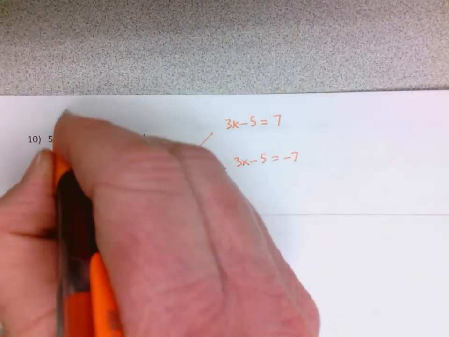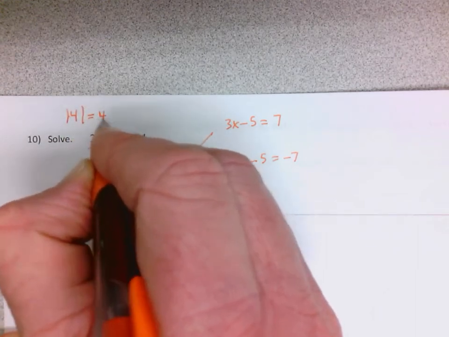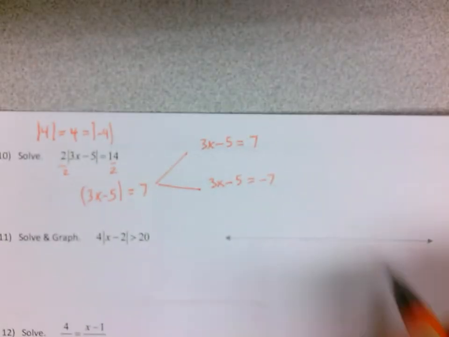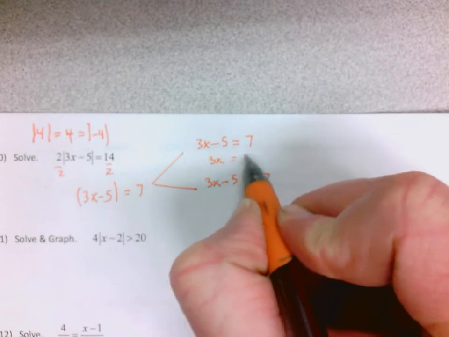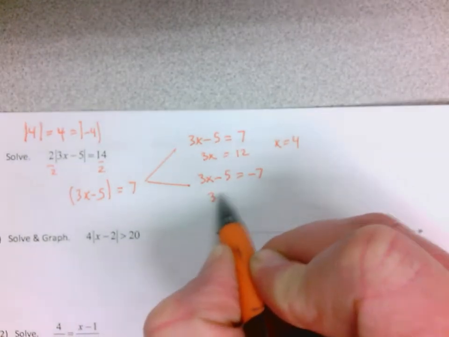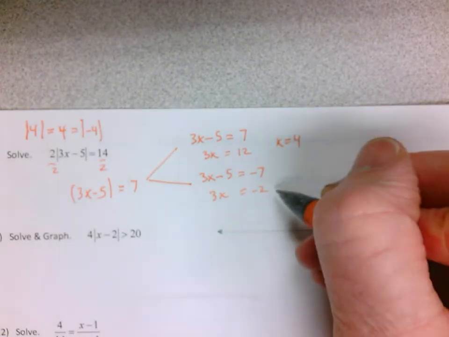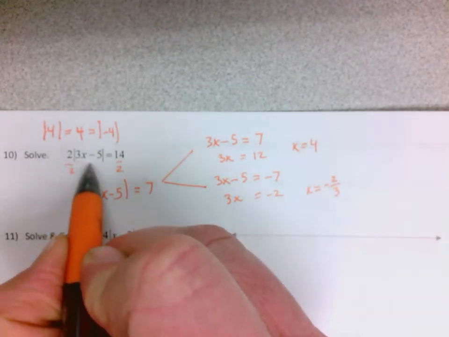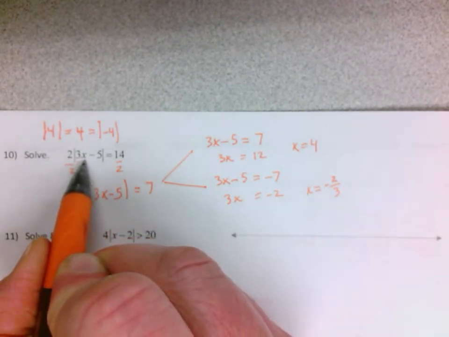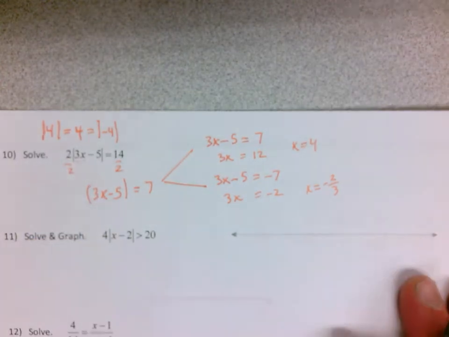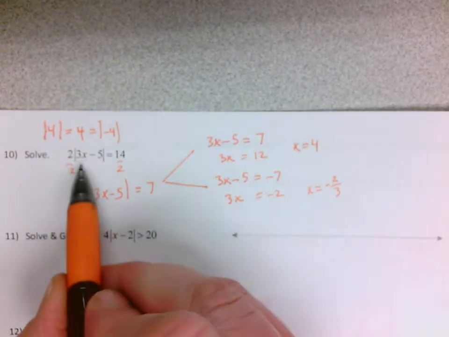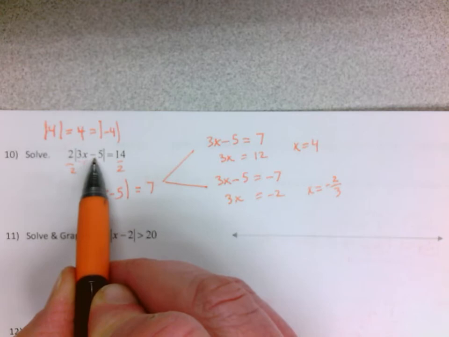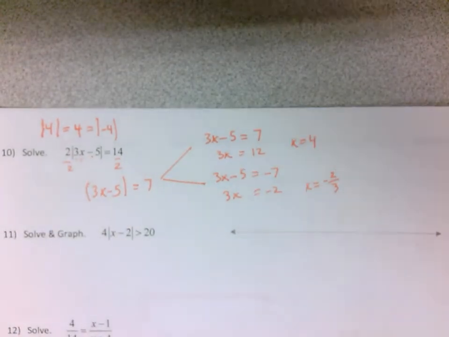I just solved both of those equations, because if you remember, the absolute value of 4 is 4, and the absolute value of -4 is also 4. So I solved both of these. 3x equals 12, x equals 4. 3x equals -2, x equals -2/3. And you go back and check. You plug it in. 3 times 4 is 12. 12 minus 5 is 7. 2 times 7 is 14. That's the easy one to check. Plug in the -2/3. 3 times -2/3, you can do it on your calculator if you want, is -2. -2 minus 5 is -7, but the absolute value of -7 is 7. So I'm good.